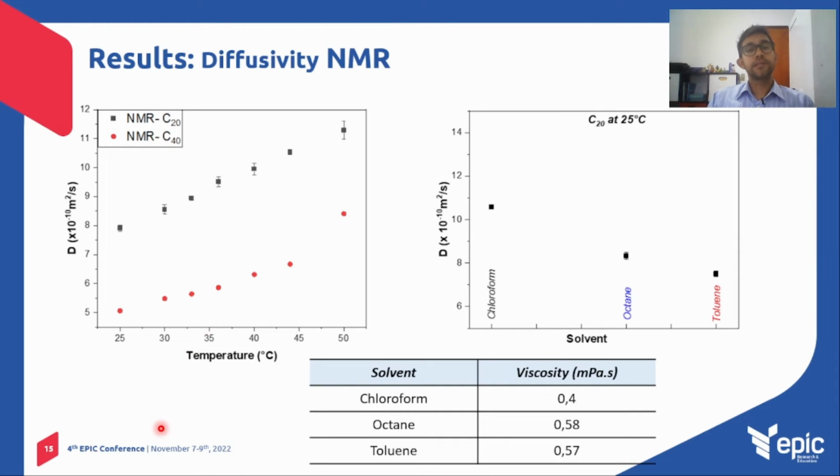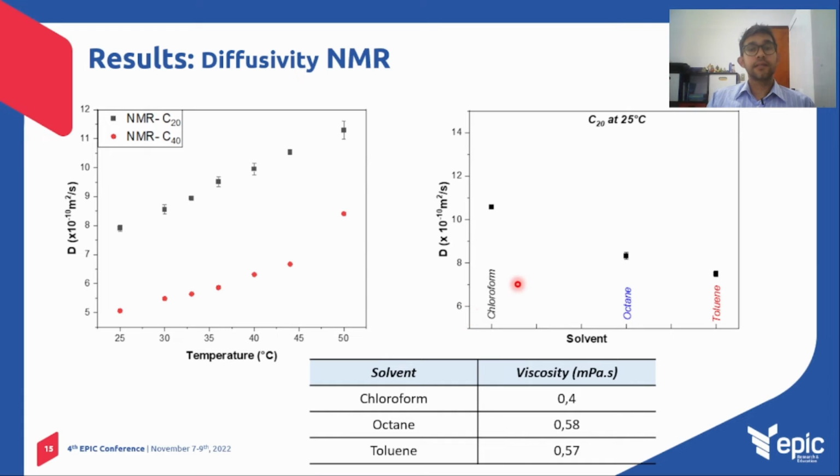So here we just compare the experimental diffusivity for the molecule with 40 carbons and the molecule with 20 carbons, in black points here. So we can see that as the molar mass increases, the diffusivity is reduced, independent of the temperature used here.